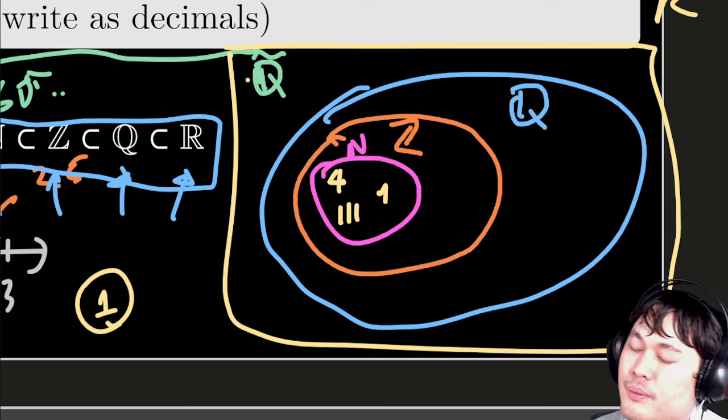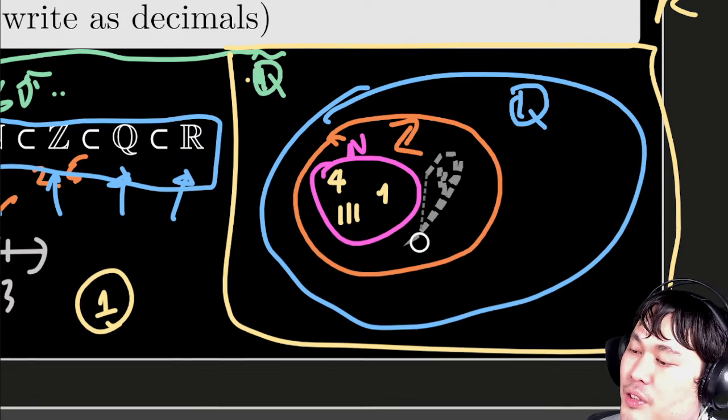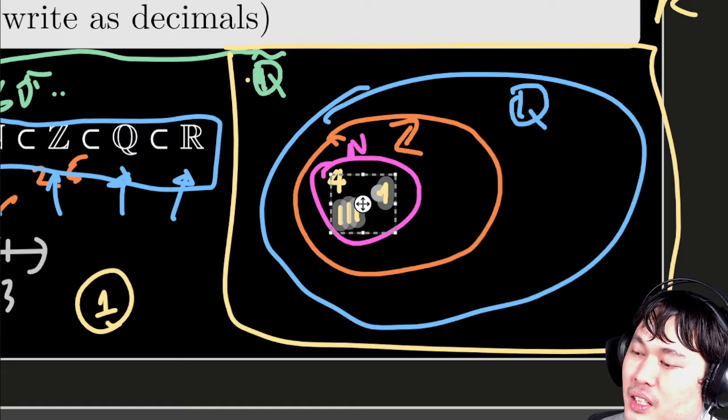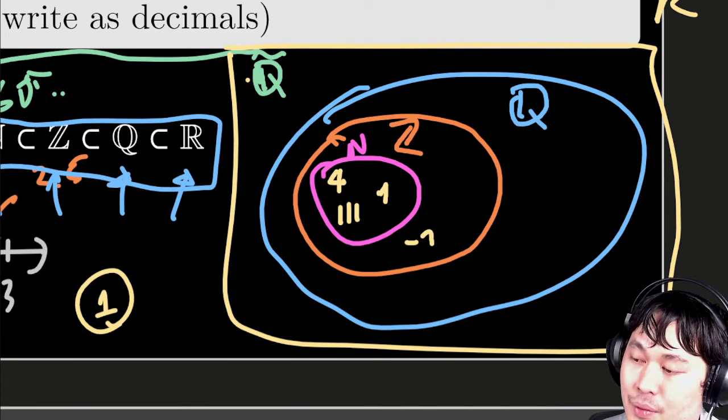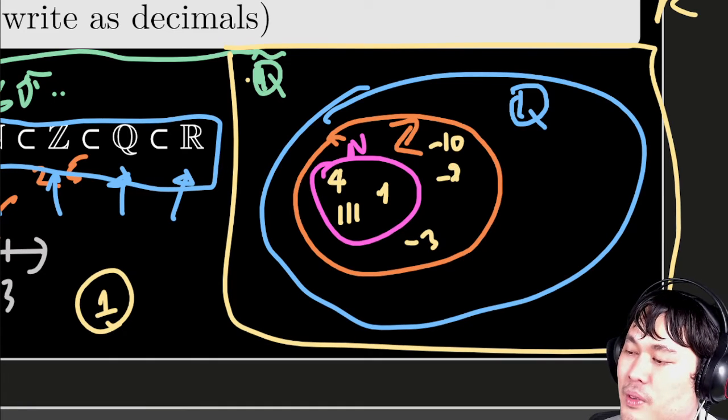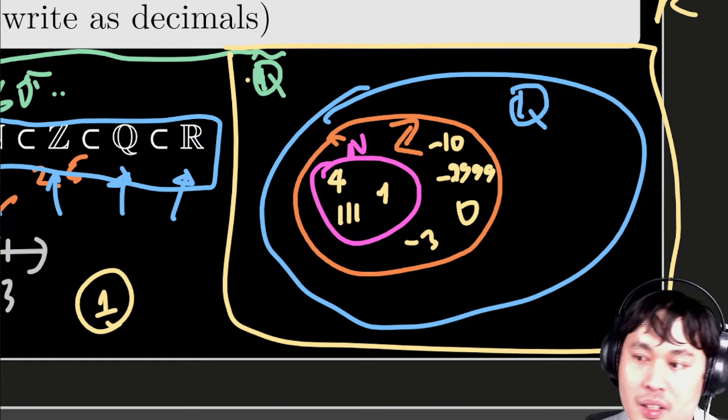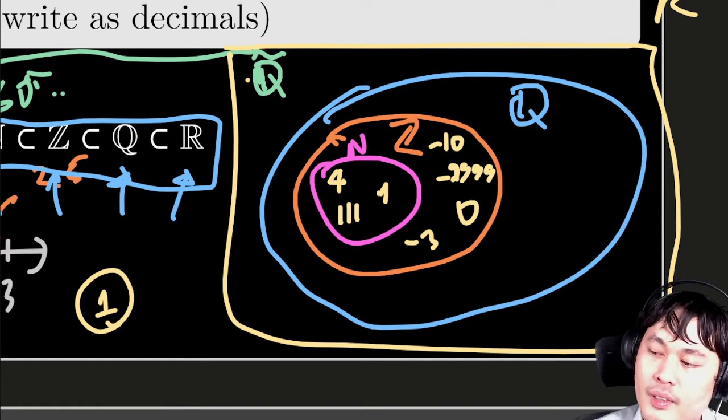Those are natural numbers. Then if you want to put something in the set of integers that are not natural numbers, you will put negative numbers: -3, -10, -9,099, and 0 belongs here. These numbers are integers but not natural numbers.